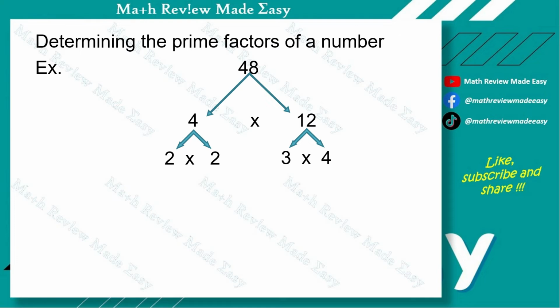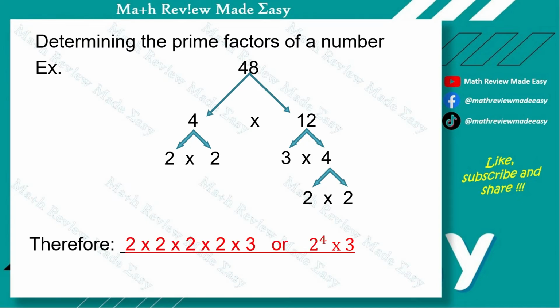So, yung 3, wala na tayong pwedeng pag-dividean sa kanya. But yung 4, again, meron pa uli. So, meron tayo 2 times 2. So, again, kukunin natin yung mga prime factors na na-extract natin. So, those are 2, 2, 3, 2, and 2. So, therefore, ang prime factorization ng 48 is 2 times 2 times 2 times 2 times 3, or 2 raised to the 4th power times 3.